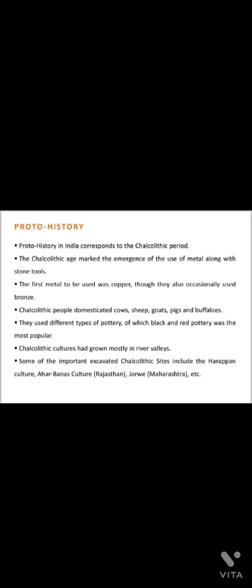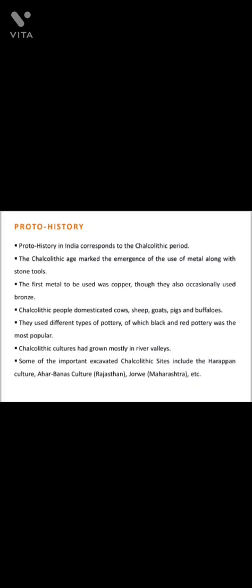For example, if we see the Harappan civilization, we find that most of the prominent cities of the Harappan civilization are located in the river banks. At the same time, some other Chalcolithic cultures like Ahar-Banas culture and the Jorwe cultures have also been discovered in the Indian subcontinent.